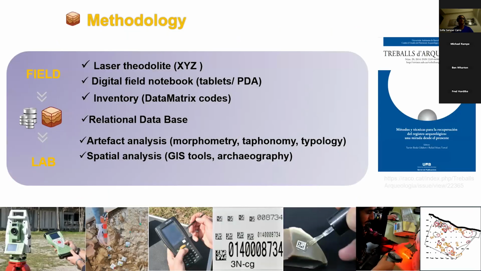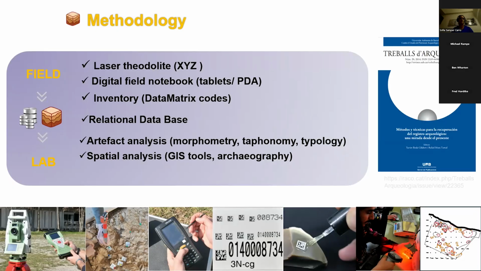As I was mentioning, our methodology integrates field tools such as laser theodolites, such as total station, and tablets to register the data we find on the site, with then tagging or labeling the artifacts with pre-printed codes, what we call data matrix codes or QR codes. What these methods allow is a continuous workflow from the field to the laboratory.